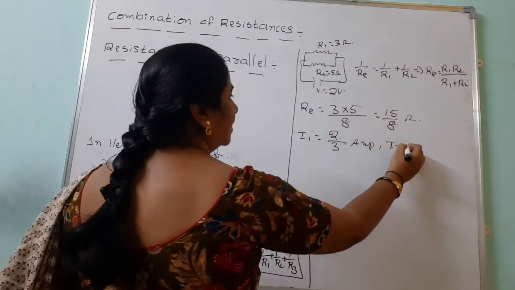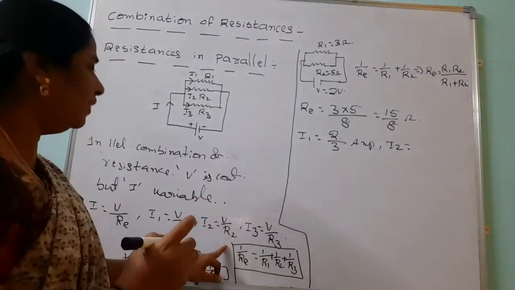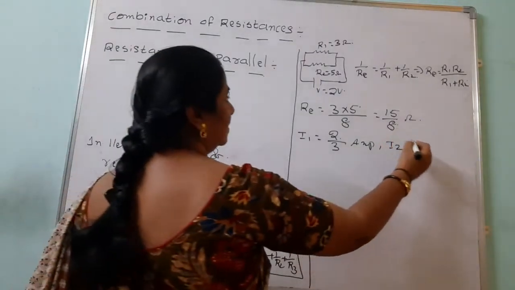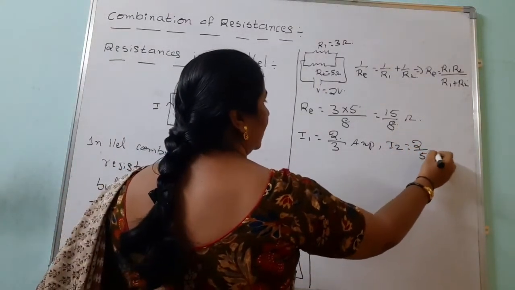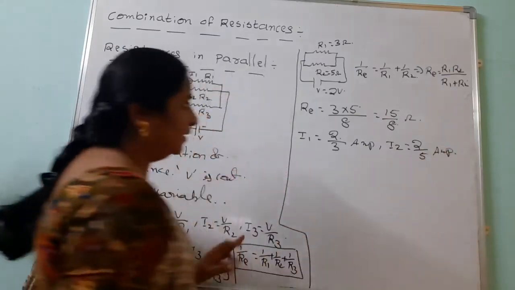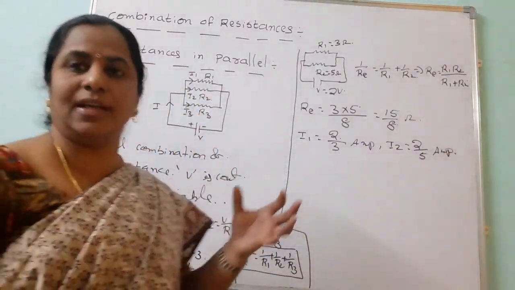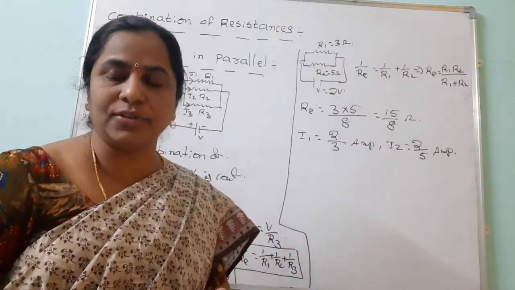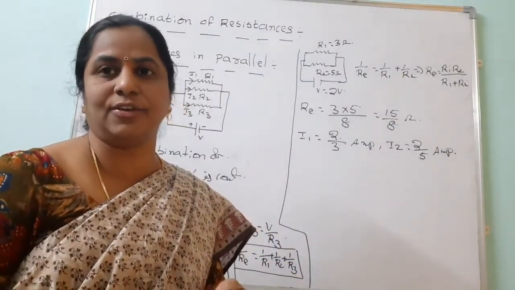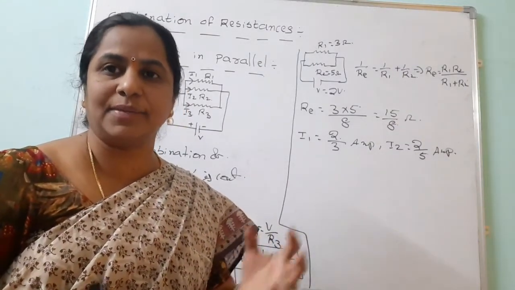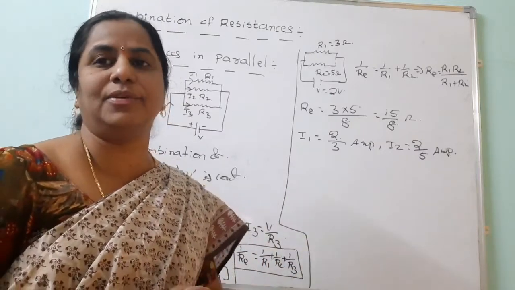Like that, I2 equals V by R2. V is 2 volts, R2 is 5. This unit is amperes. So when we know the potential and the resistances, we can find the effective resistance across the entire circuit. At the same time, the individual currents also we can find.